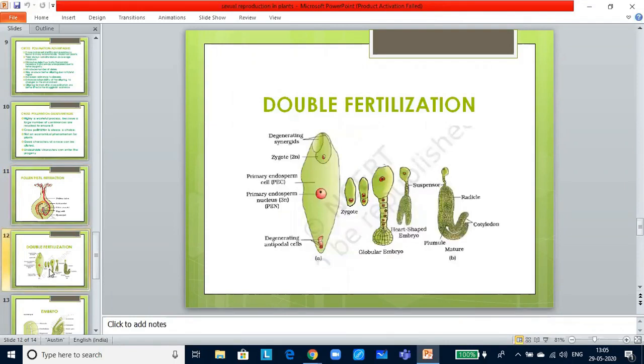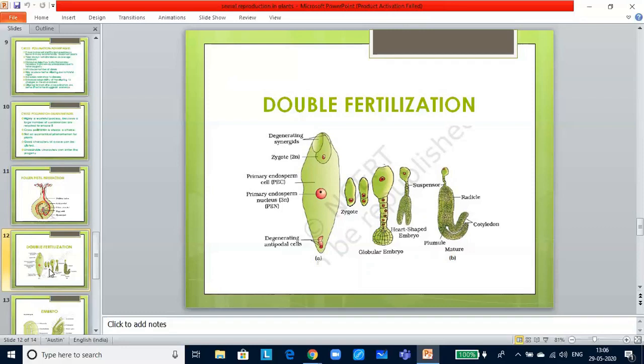After entering one of the synergids, the pollen tube releases two male gametes into the cytoplasm of the synergid. One of the male gametes will fuse with the egg cell, completing the syngamy. This results in the formation of a zygote. The other male gamete moves towards the polar nuclei located in the central cell and fuses with them to produce a triploid primary endosperm nucleus, which is also called PEN. As this is a fusion of three haploid nuclei, it's called triple fusion.